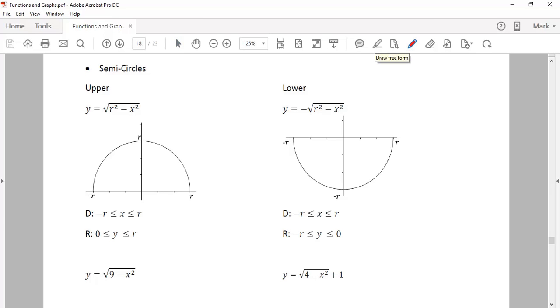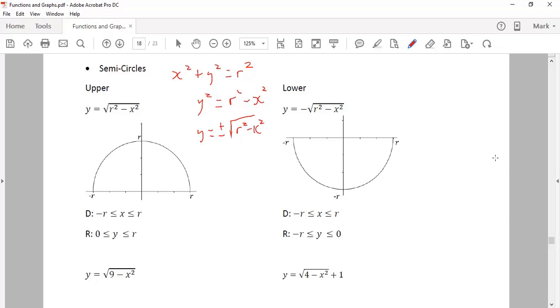Alright, so our next graph is a semicircle. So know that from a circle, a basic centered one is x squared plus y squared equals r squared. So we're just going to rearrange that to get y by itself. And remember, when we square root something, we get a positive and negative case. So yeah, the positive case is the upper semicircle, and the negative case is the lower semicircle.